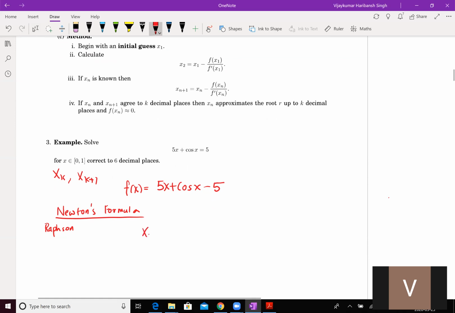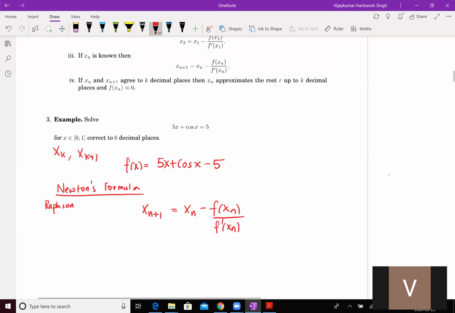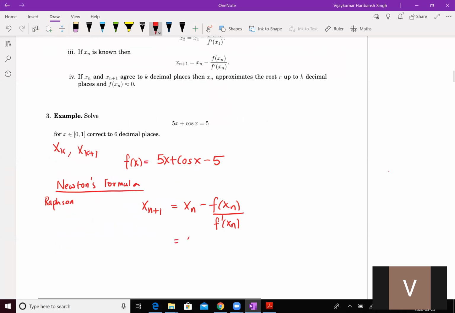So you have to set up xn plus 1 equals xn minus f of xn divided by f prime of xn. So this is going to be xn minus f of xn, which is 5xn plus cos of xn minus 5. I need to keep this in brackets because of the minus sign outside, the whole divided by the derivative of this, which is going to be 5 minus sine xn, since the derivative of cosine is minus sine.